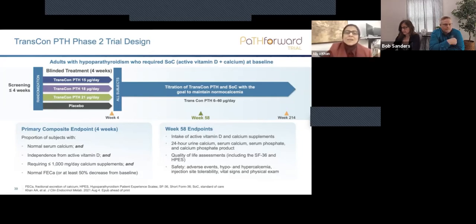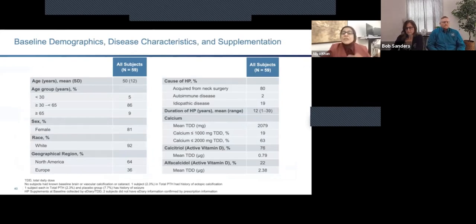So we looked at that as well. And so these are the people that we evaluated. In total, there were 59 patients. As you can see, most of them were between the age of 30 and 65. A majority were female, majority were Caucasian, and this study was largely recruiting from North America and Europe. And most of them had hypoparathyroidism following neck surgery. A much smaller percentage did not have it after surgery, and they were taking calcium, calcitriol, and alfacalcidol.